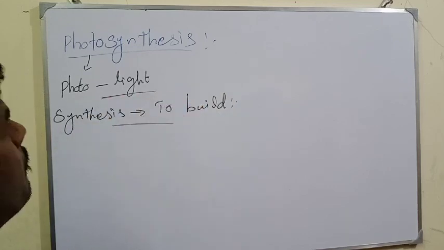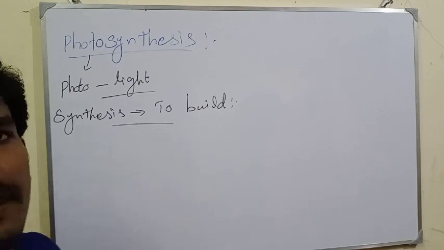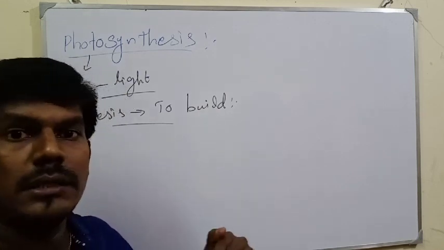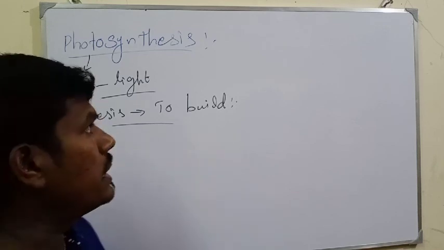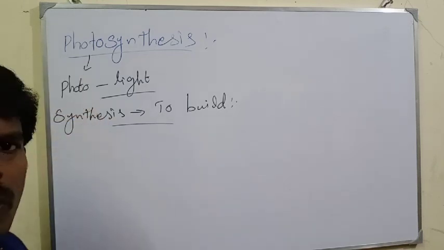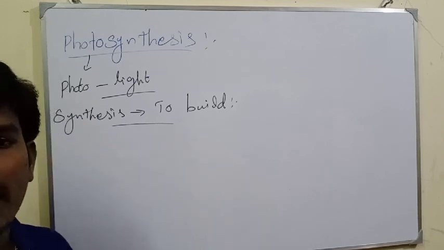Autotrophic nutrition is the type of nutrition in plants that have green pigment, some algae, and some bacteria. These organisms, with the help of chlorophyll pigment, prepare their own food material. That is autotrophic nutrition.